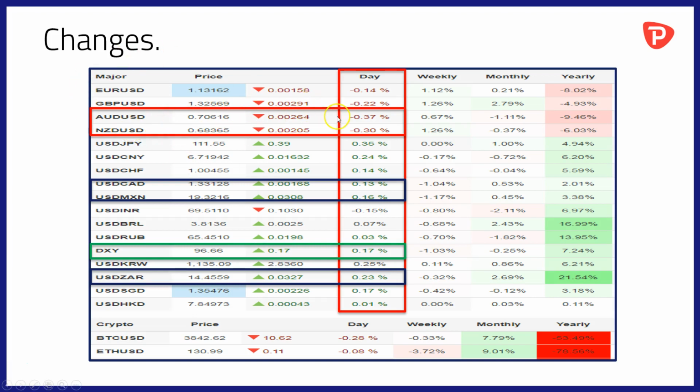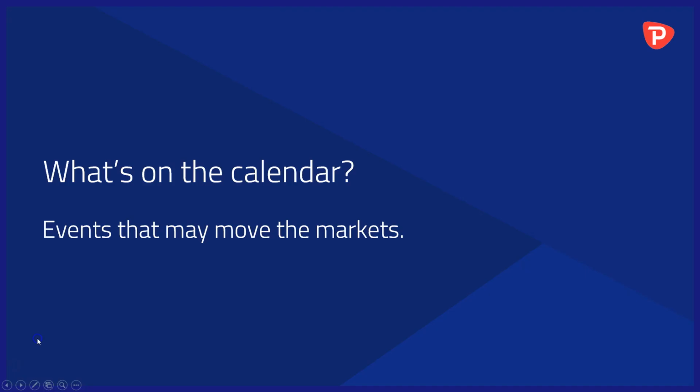There was also a move lower from both the Australian dollar and the New Zealand dollar, both of which were down by more than 0.3% against their US rival, also giving ground against the dollar. The Canadian dollar and the Mexican peso were down by 0.13% and 0.16% respectively. The rand also slipped down by 0.23% against the US dollar, with the dollar index appreciating by 0.17% overnight.